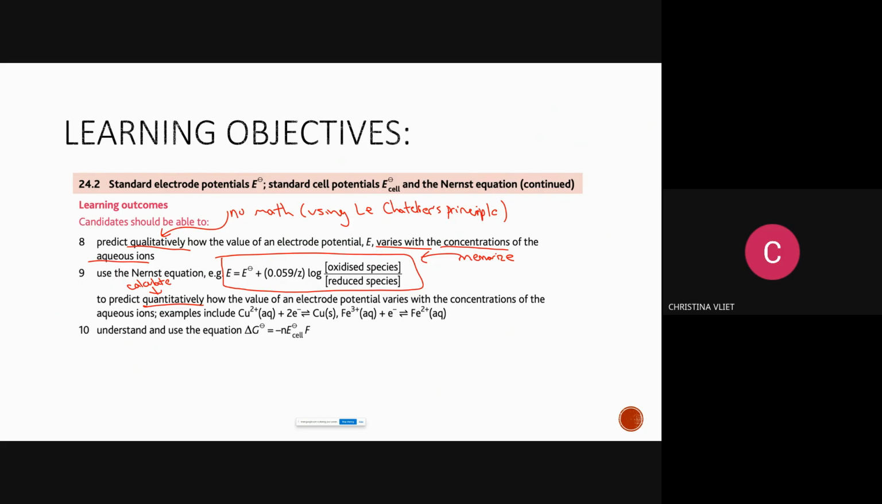And then finally, we're going to have this fun little equation. This is new for 2022, but it's something that is definitely used in college level chemistry. Delta G's relationship to the electric potential value, which is delta G equals negative nEF.